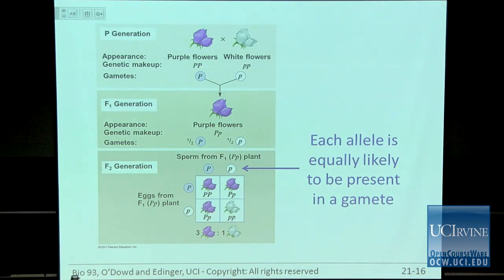So, when the alleles separate or segregate into the gametes, and each gamete gets one, that's how we start our Punnett Square. Each gamete is equally likely to get each allele.